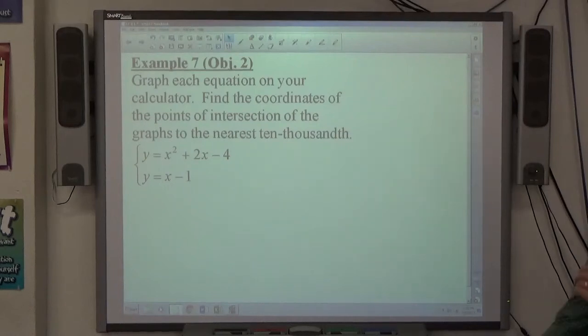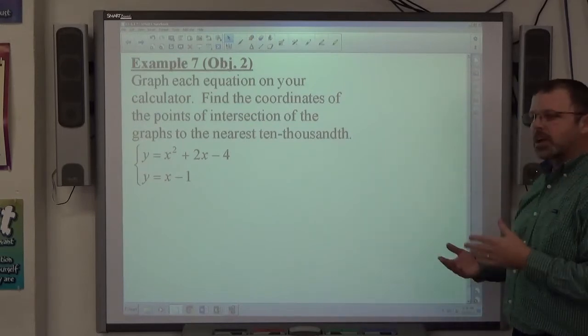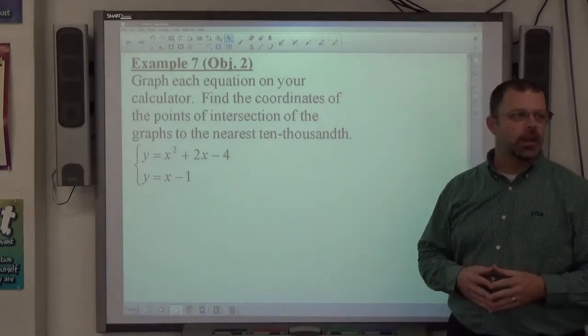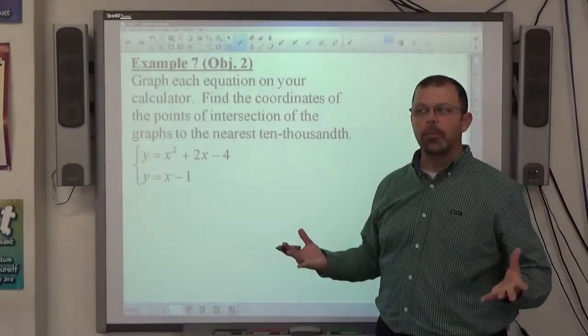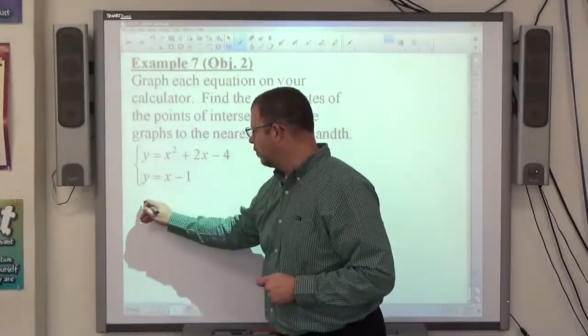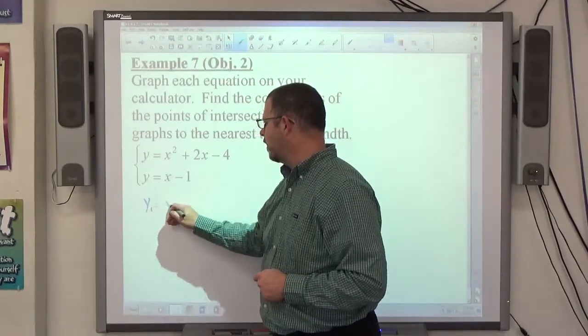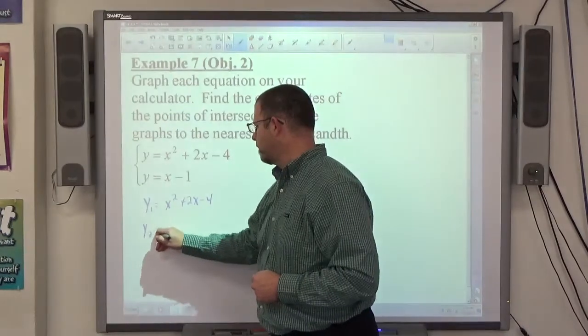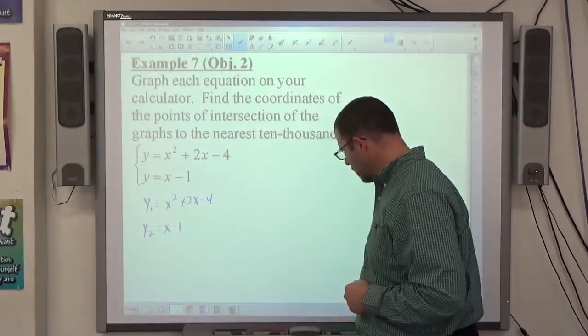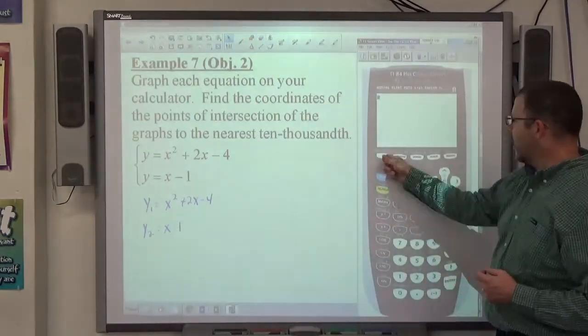Okay, for example 7, we're going to use our calculator to graph the equations, then find the coordinates of the point of intersection of the graphs to the nearest 10,000th. They're looking for an xy coordinate of the points of intersection. Because your calculator is going to be doing most of the hard work for you, I want you to write down on your paper what you're typing in your calculator. Like so. And then we go to our calculator and type in exactly that.